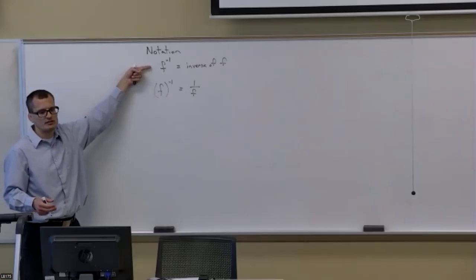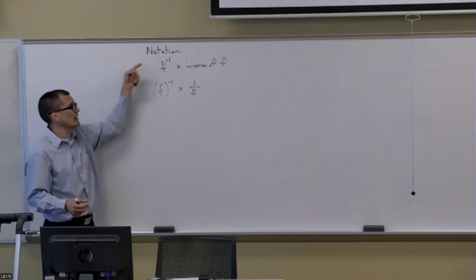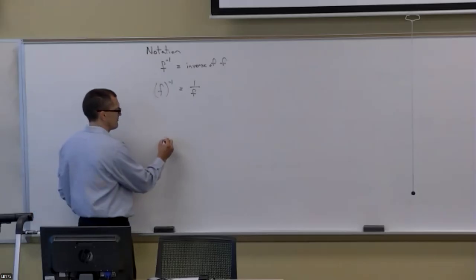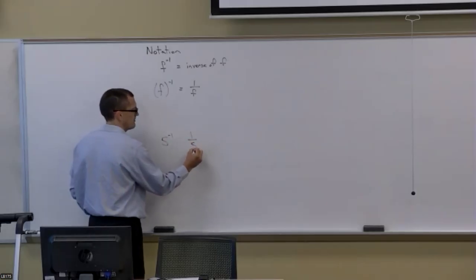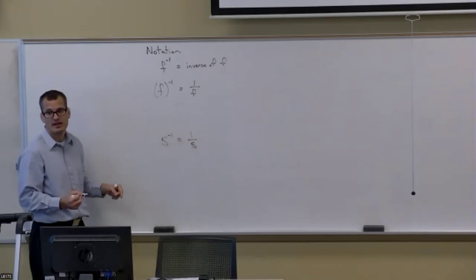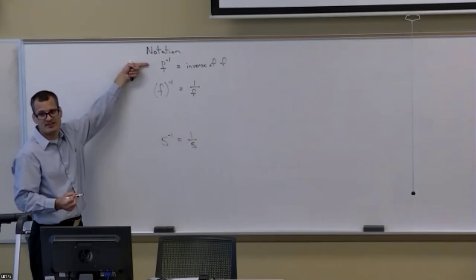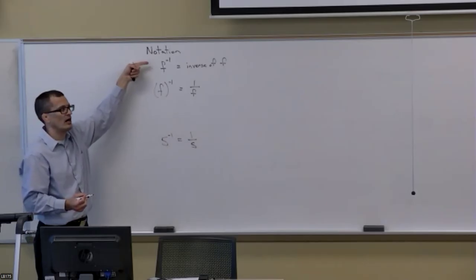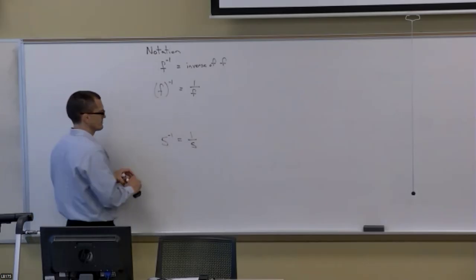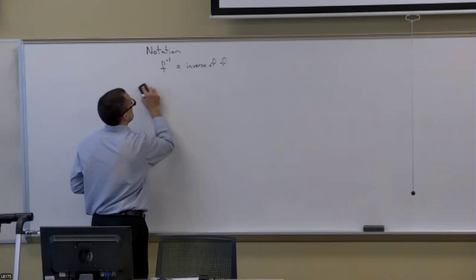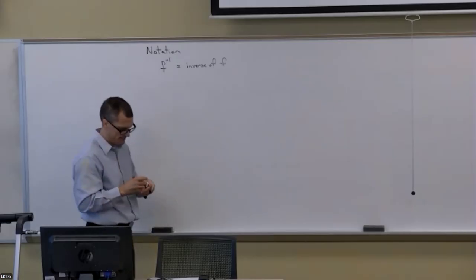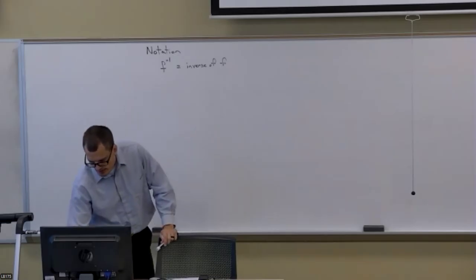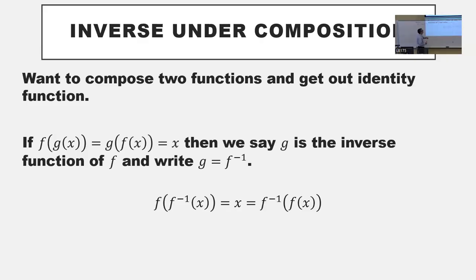So this is the inverse function notation. This -1 exponent doesn't mean the same thing as like 5 raised to the -1. 5 raised to the -1 power is 1 over 5. Does that make sense? That's not what this means. This means inverse function under composition. So hopefully that makes sense. So f to the -1 is the inverse function. Good.